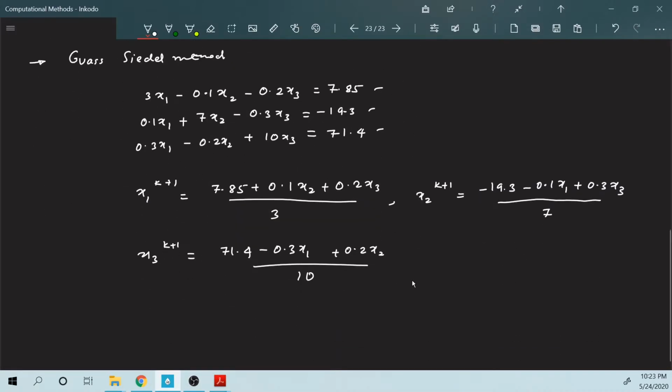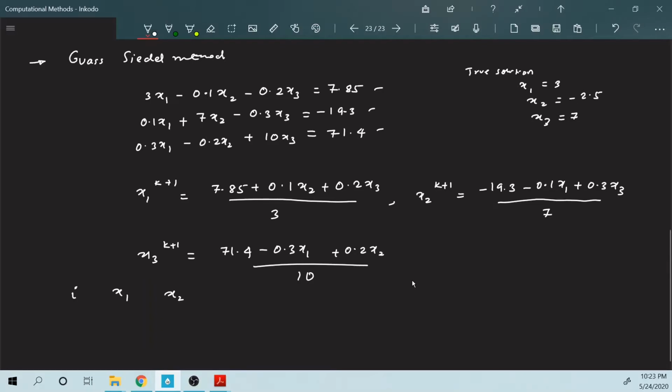Okay, that means let me solve it here. So again, let us say that this is the problem. Now for this particular problem I already know the true solution. The true solution for this particular problem is x1 is equal to 3, x2 is equal to minus 2.5 and x3 is equal to 7. So let us solve this problem.